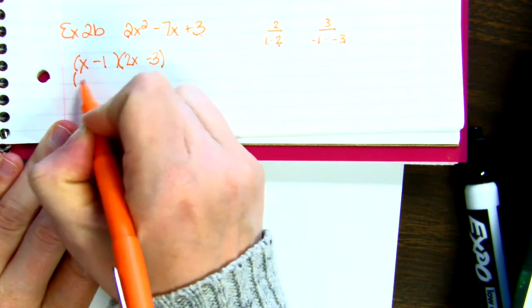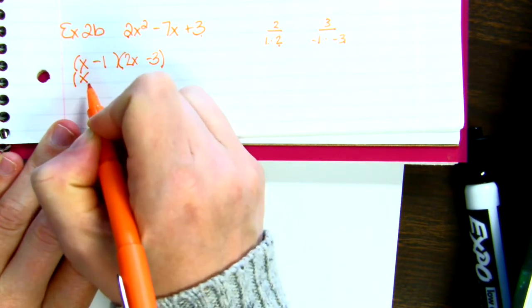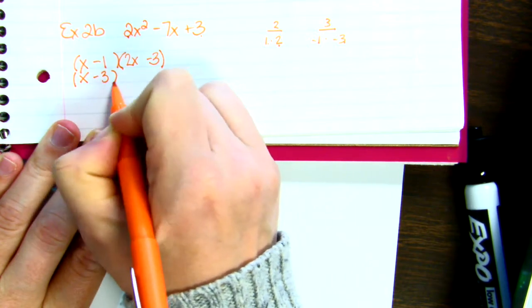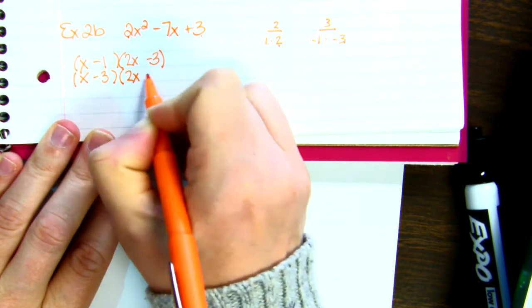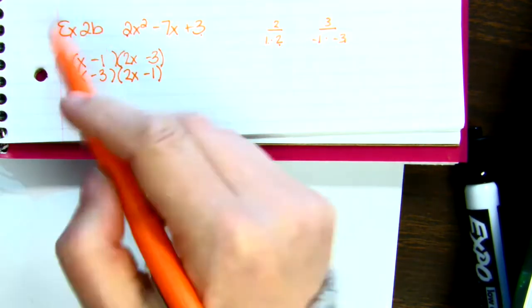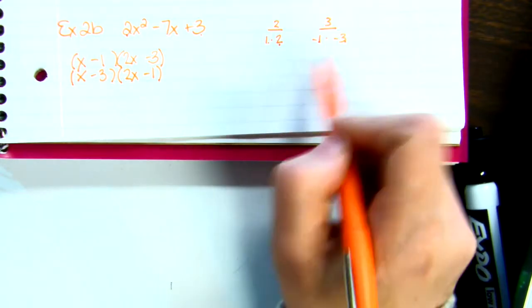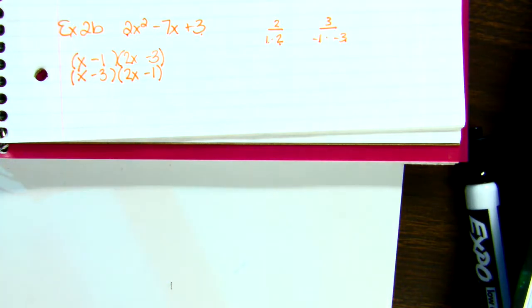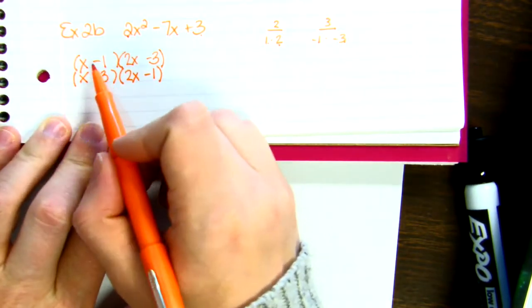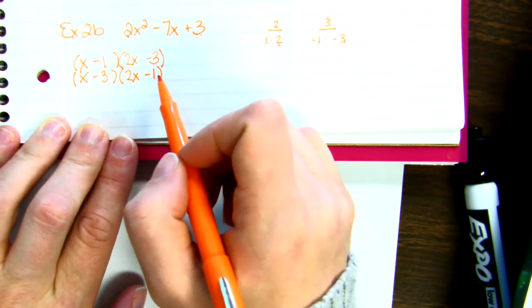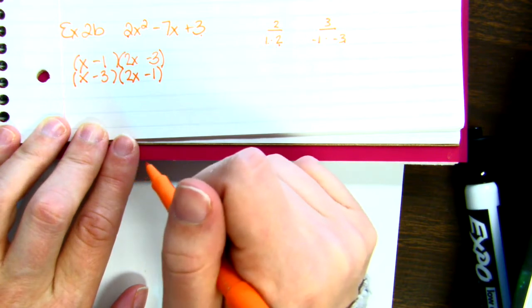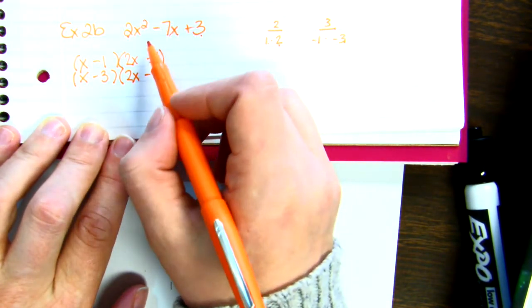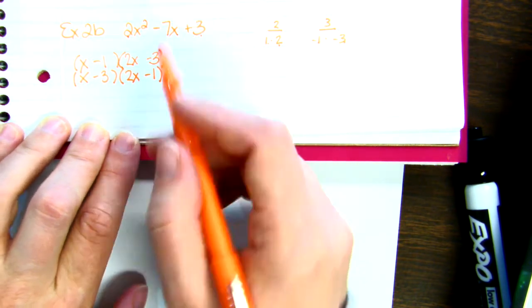My other possibility is going to keep the variable terms the same and just switch the constants. So those are all of the possible combinations of these factors here, where these are your coefficient and these are your constant. And then again, like I did before, I have to multiply these out to figure out which one of these is the actual factorization of 2x squared minus 7x plus 3.